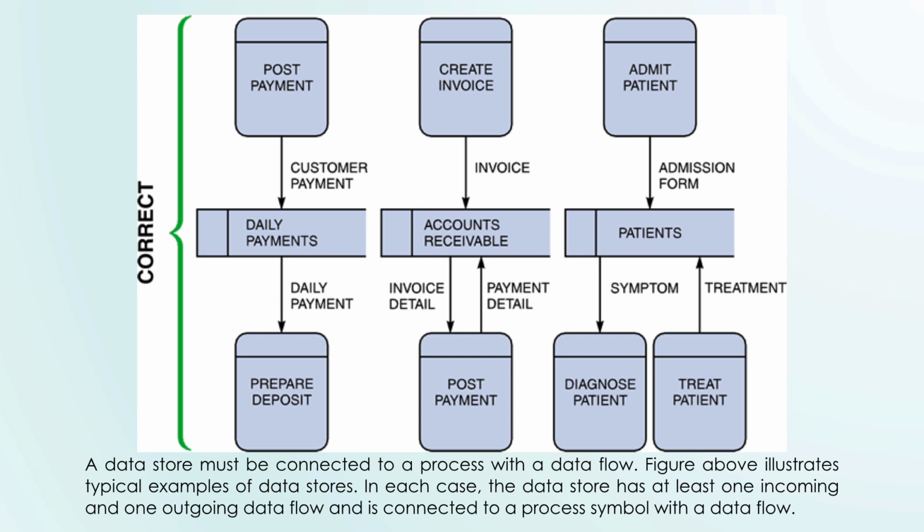So these examples show the correct way of creating the DFD with data store. It is correct because, as you can see, all of the data stores have at least one input and one output. For example, for daily payment, the data store gets the data from the post payment process, and the data that is stored in the daily payment is the input for the prepare deposit process.